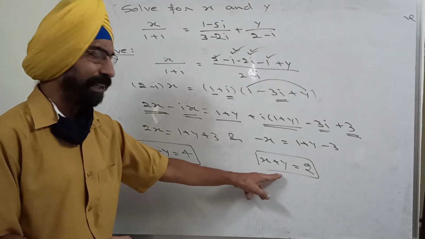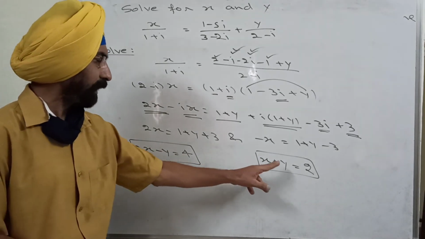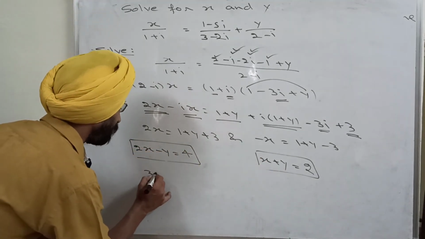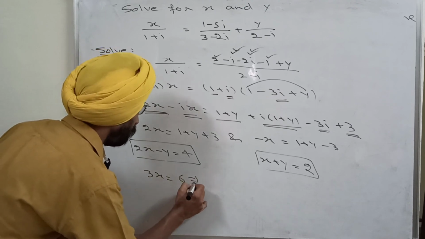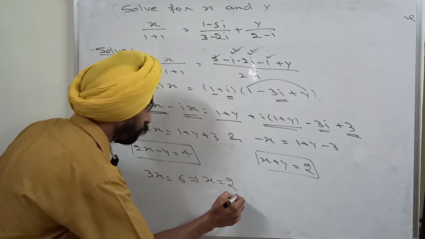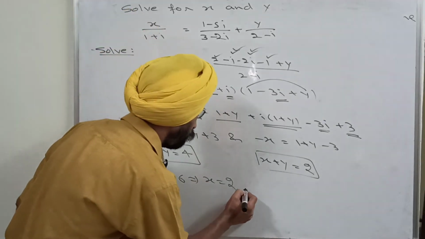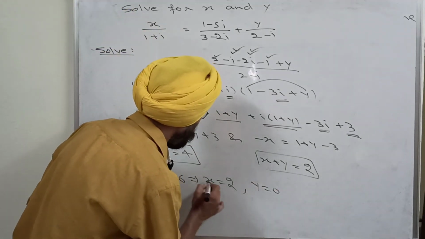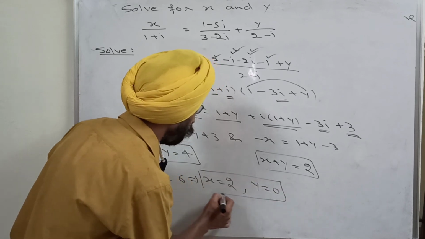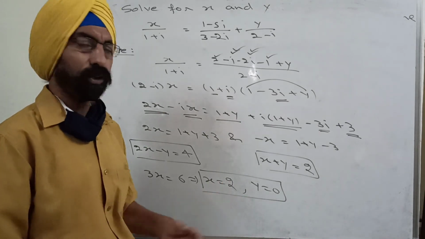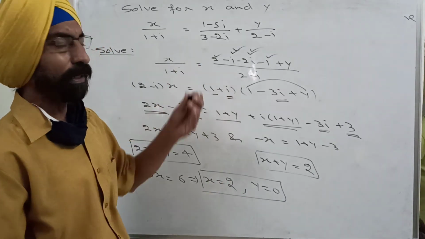Just simply add them. Adding them, minus y and plus y will be cancelled. So 2x plus x will become 3x is equal to 6, giving the value of x to be equal to 2. And if you substitute the value of x is equal to 2 here, you will get the value of y to be equal to 0. So this is how to solve a complicated equation in x and y, to find the values of x and y from a complex equation.